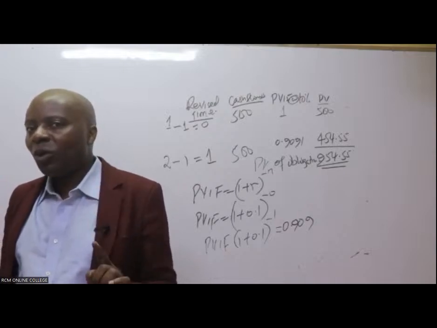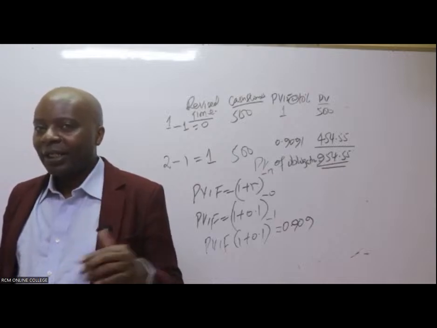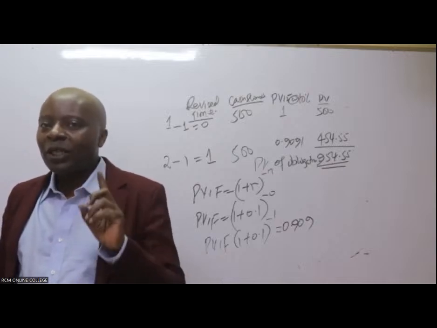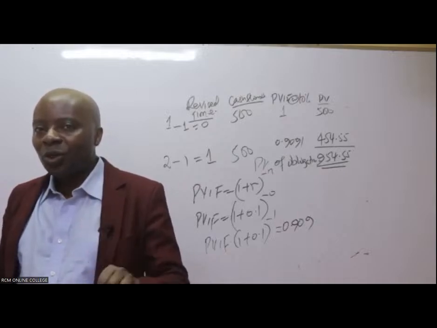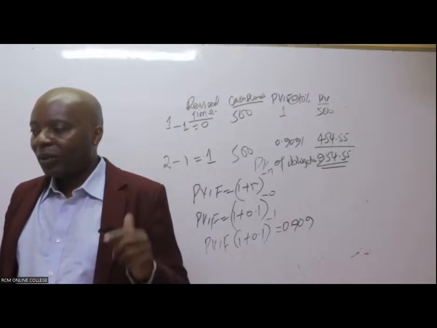So whenever you are told that an amount is paid in advance at the beginning of the periods, you must always remember to revise the duration that you have there by subtracting one. Otherwise, you get a zero.